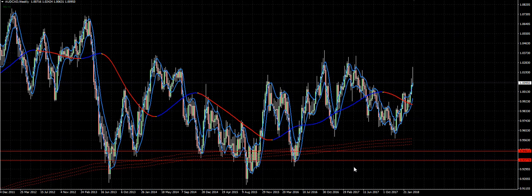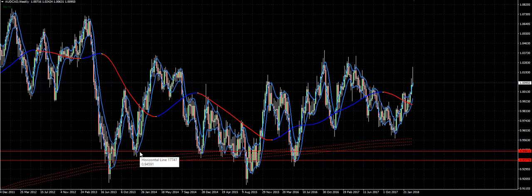I will scale into trades. That doesn't mean buy some here, and keep buying as we go down. That's grid trading, and that's a big no-no. What I do is I come up with a zone where I believe the market's going to reverse, and then that's when I enter my trade. So this was basically my zone down here that I was looking for trades.